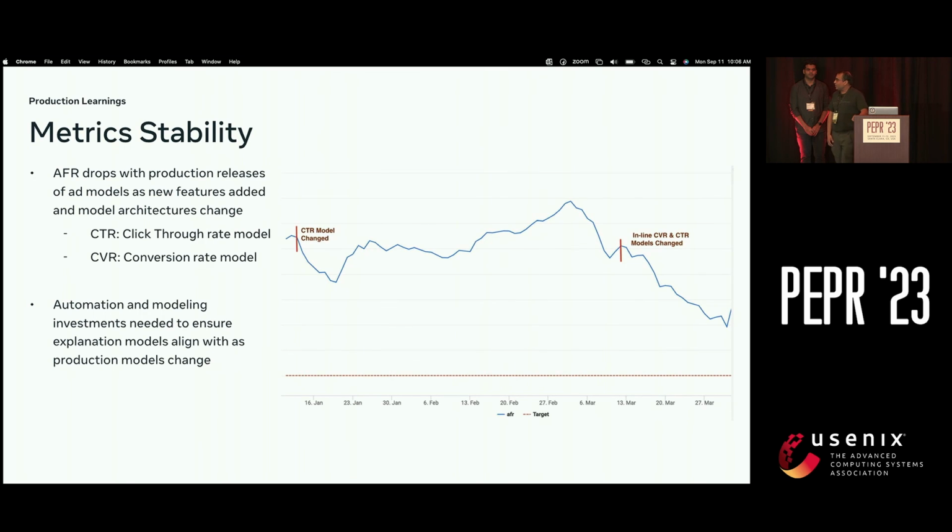So the biggest question we had was, when we build this model and ship it into production, what happens when the actual production models themselves evolve? This is a graph of how our metric, the ad flip rate metric, evolved over time once we launched the product. Typically we see that when a new production model is deployed, our metric drops, but then it catches up automatically to the production model after a while. So we still need to continuously build these models and ensure they track production. There is actually investment needed to keep these explainable models aligned to production models.